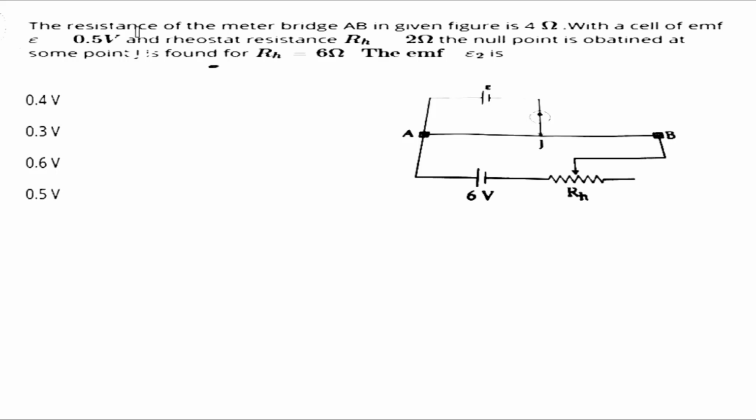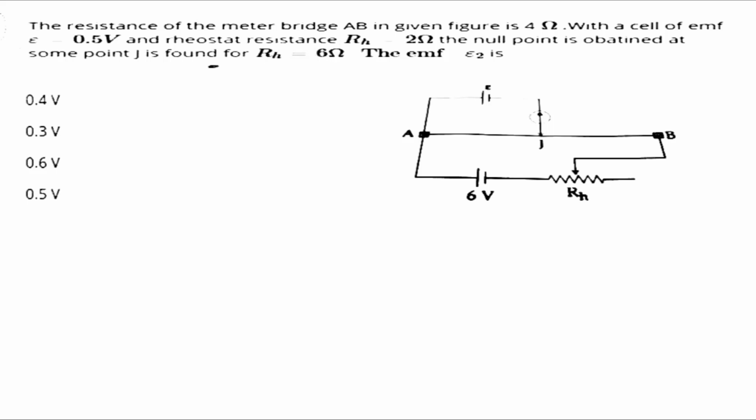Hello. The question is: the resistance of a meter bridge AB, given in the figure, is 4 ohms, with the cell of EMF E being 0.5. The rheostat RH is given as 2 ohms. The null point is obtained at the same point J if the rheostat is 6 ohms.